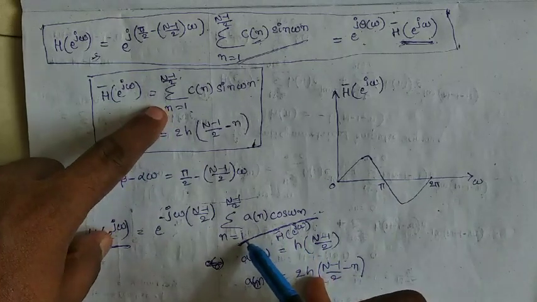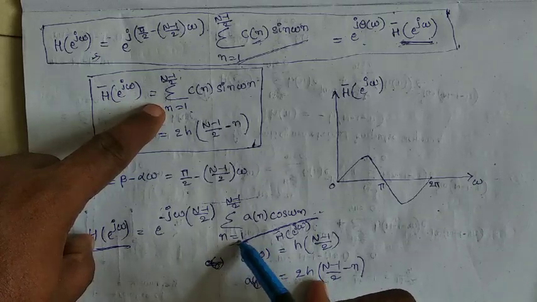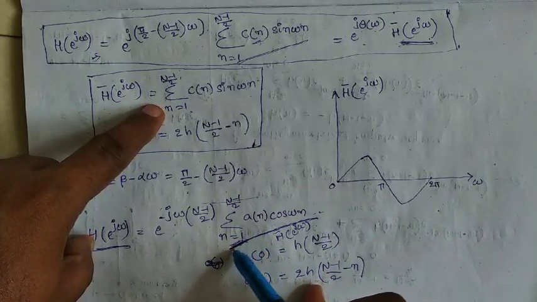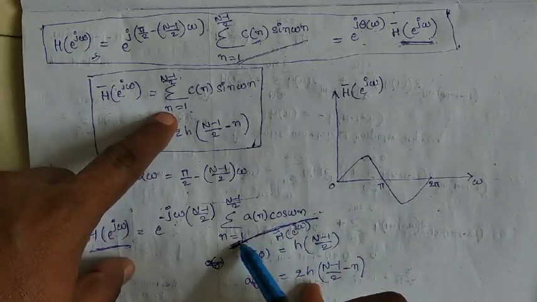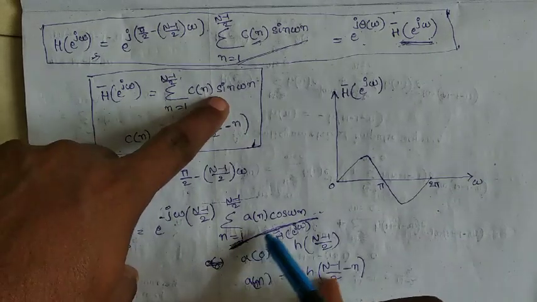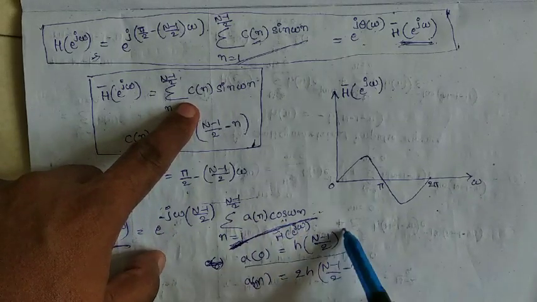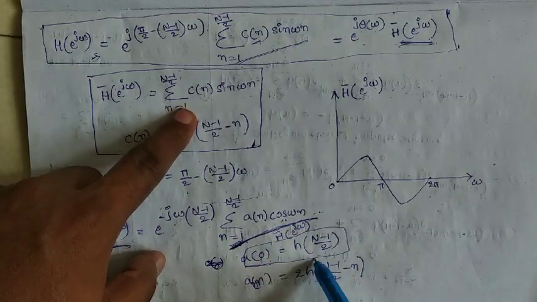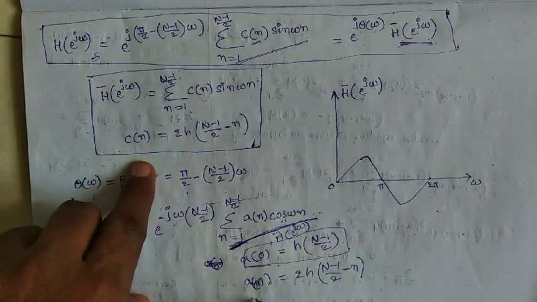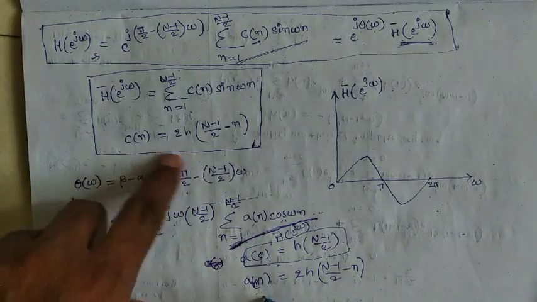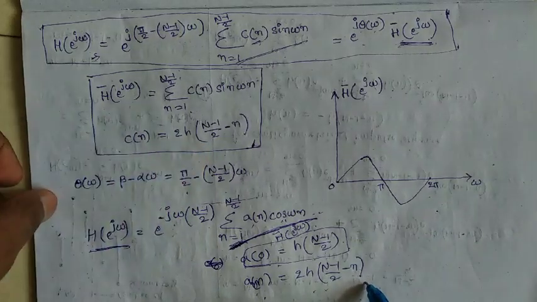Here observe H bar of e power j omega for antisymmetrical impulse response, capital N odd, and for symmetrical impulse response, capital N even. Here these two formulas look the same, but the difference is sin here, cos here. Here we have one more form. We are calculating a naught by using this formula: a of 0 is equal to h of capital N minus 1 by 2. Here an and cn are the same formula, 2 into h of capital N minus 1 by 2 minus n.